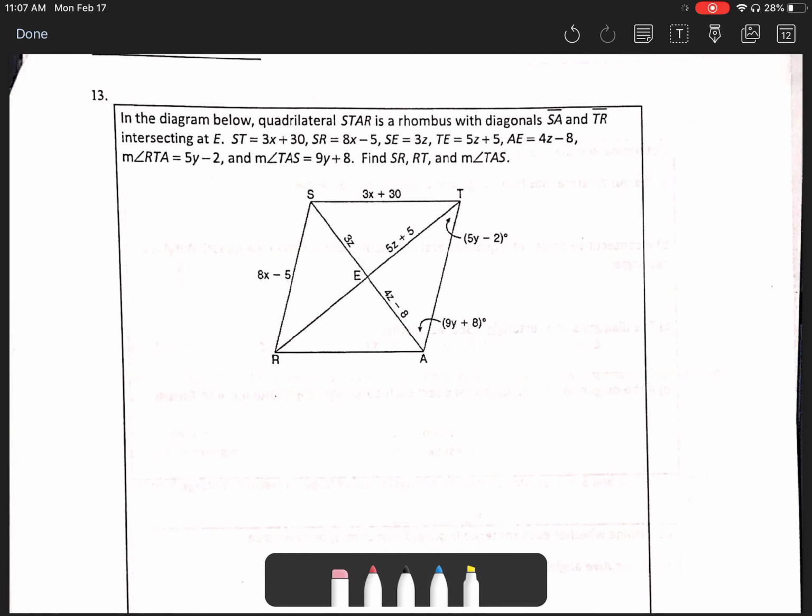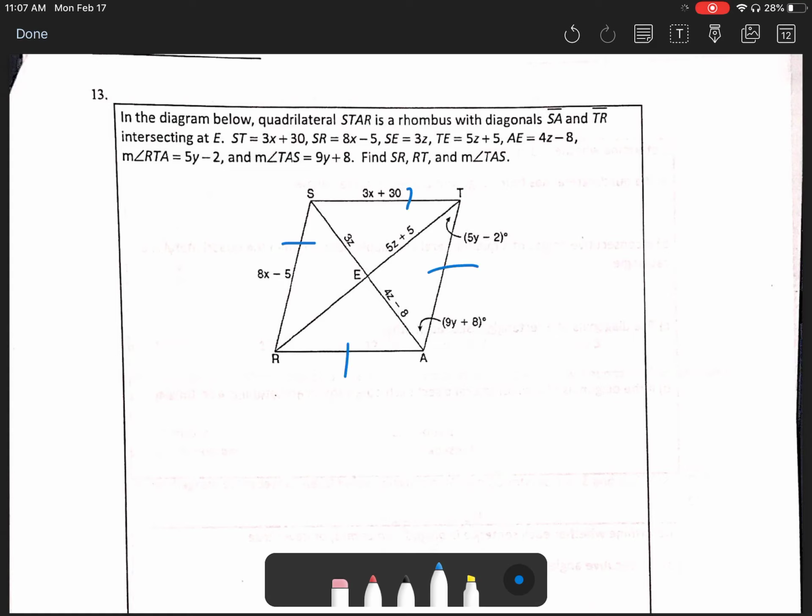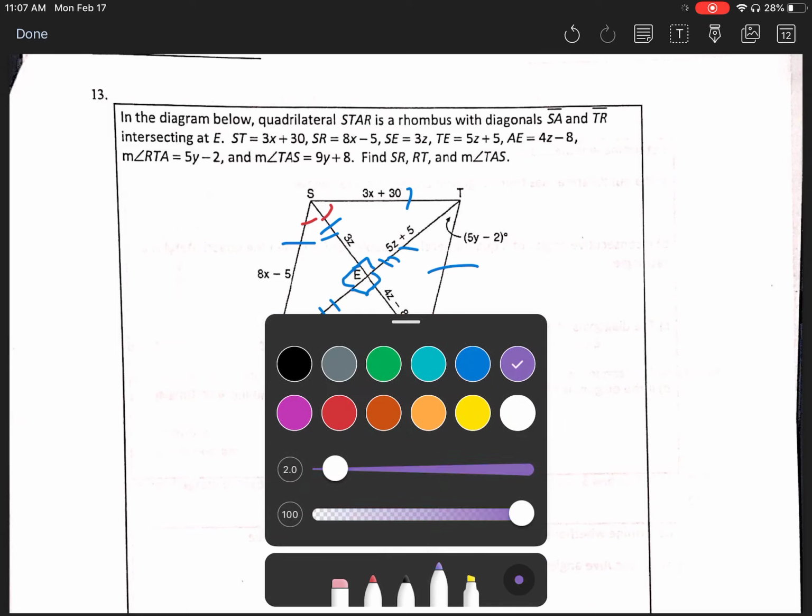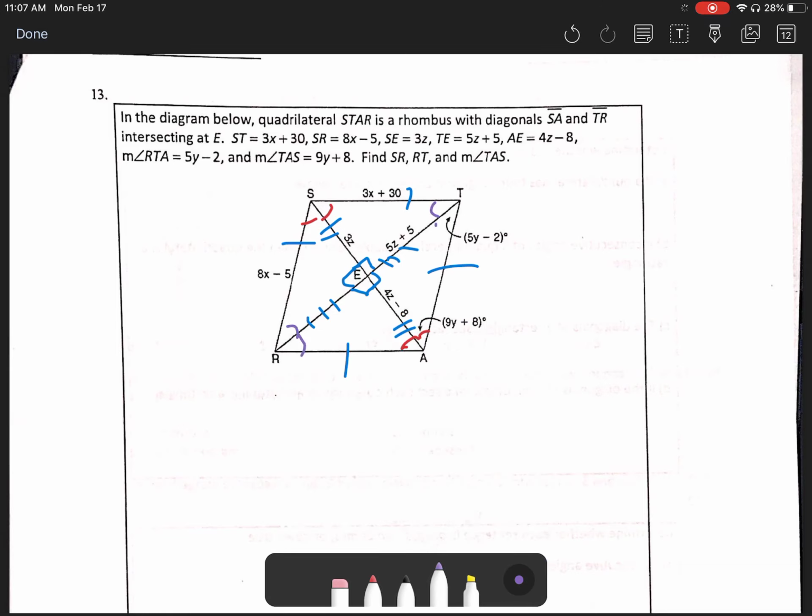Number 13. Everything is nicely marked in the diagram. Things to remember about a rhombus: you know that all of the sides are congruent to each other, so that's helpful because it's a parallelogram. Diagonals bisect each other, so those are congruent to each other. Diagonals are perpendicular, so I know that these are all right angles. And we also know that diagonals bisect opposite angles, or at least you should know that. Hopefully you'll remember that for the test. So these are congruent to each other.